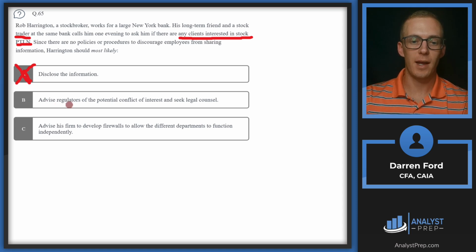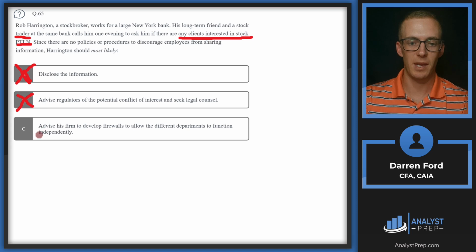B, advise regulators of the potential conflict of interest and seek legal counsel. Going straight to the regulators without handling it internally with the firm is probably a little too dramatic of a first step, so we can probably go ahead and rule out B.